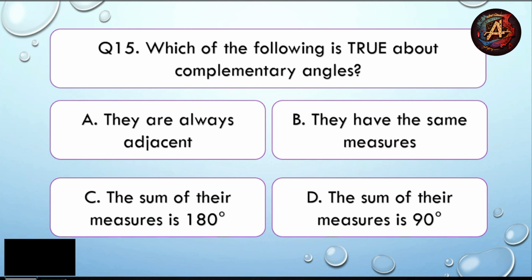Which of the following is true about complementary angles? A, they are always adjacent. B, they have the same measurement. C, the sum of their measure is 180 degrees. Or D, the sum of their measures is 90 degrees. I'll give you 5 seconds to think about your answer.